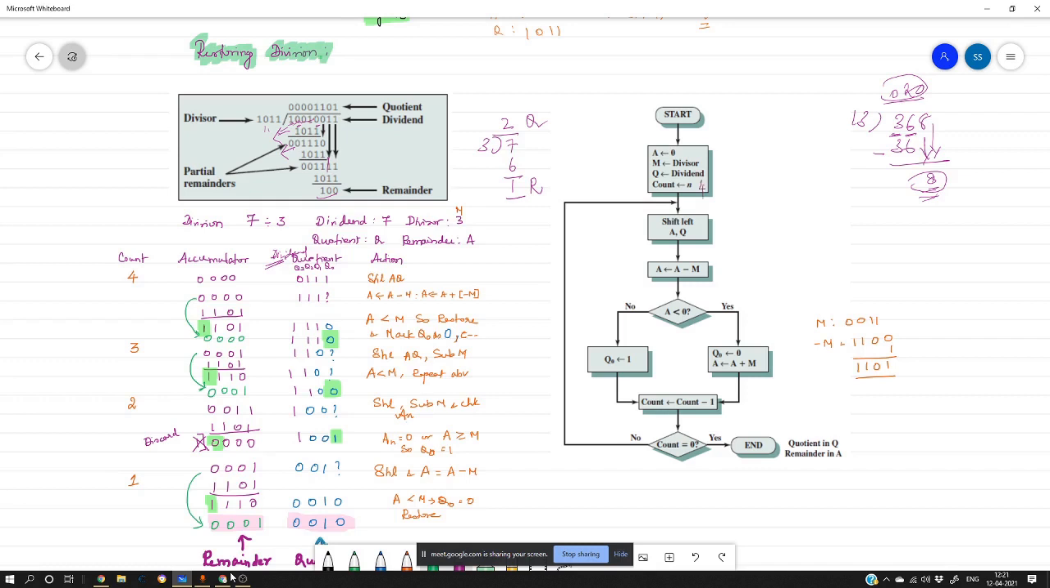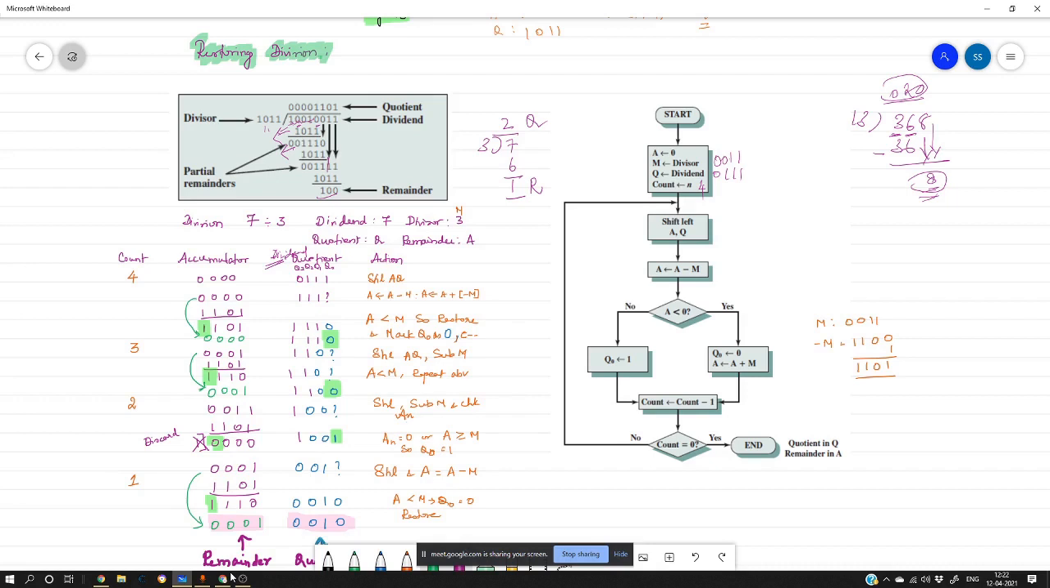Okay, and the dividend is 7, so that is there in Q. So we have 0, 1, 1, 1. I'm just writing the binary equivalent of it. And M is going to have the divisor. Divisor is 3. So even though 2 bits are required to represent 3, I'll just have it as 4 bits, because you should have an equal number of bits. So the divisor is 0, 0, 1, 1.